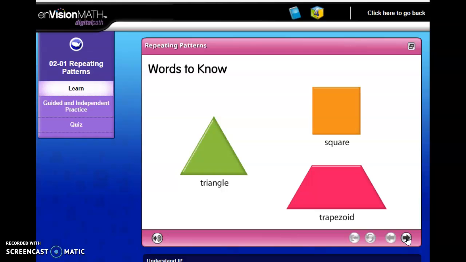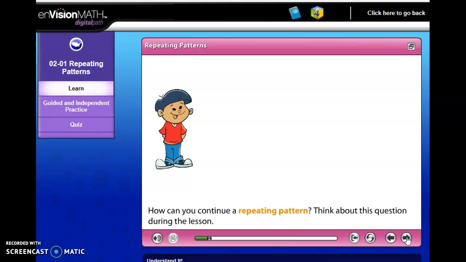Words to know: square, trapezoid, triangle. How can you continue a repeating pattern? Think about this question during the lesson.